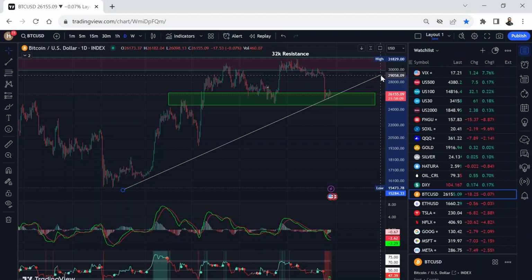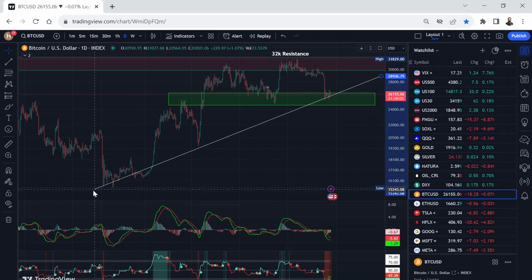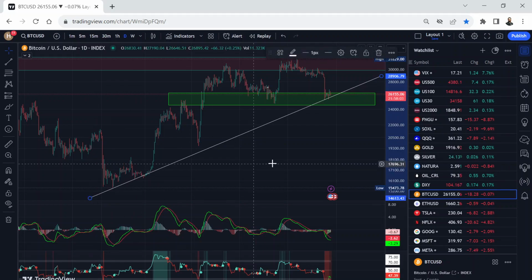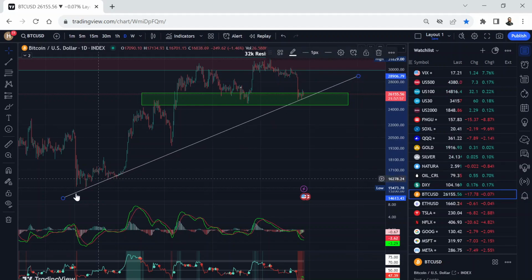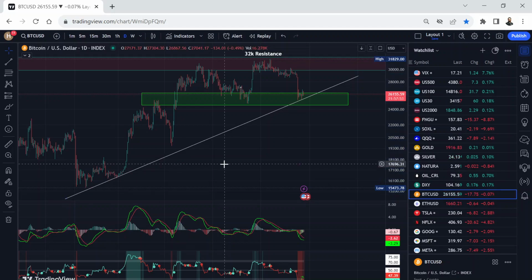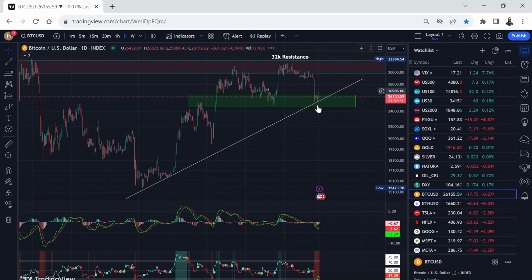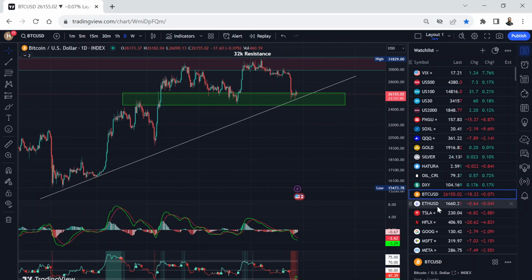Let's see if I can make a trend line like this now. Let's see if we can do something better. Just trying to make something. I cannot really make a clean trend line, but we can make something like this, okay? And we can see if Bitcoin can hold this trend line now.